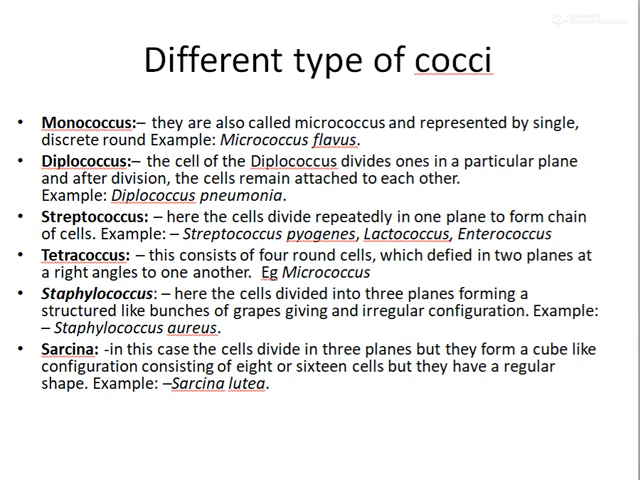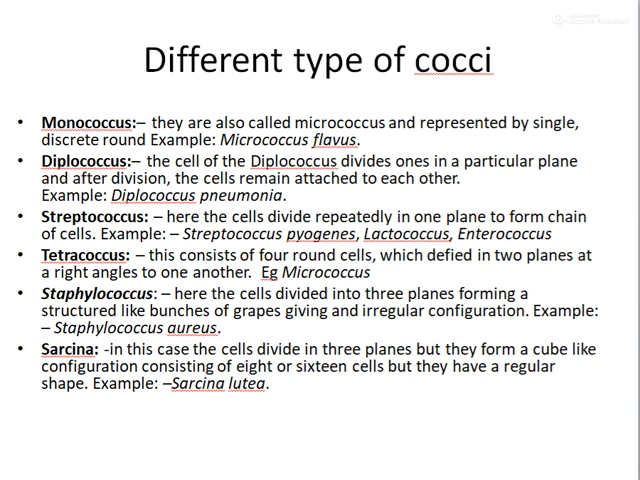Or sometimes the cocci will occur together, that is, two cocci will combine together and they will divide in one plane and the cells will remain attached to each other, like two cocci together being associated. Example, Diplococcus. And sometimes the cocci will be dividing repeatedly in one plane and they form chains of cells, as in the case of Streptococcus pyogenes, Lactococcus, Enterococcus, etc.